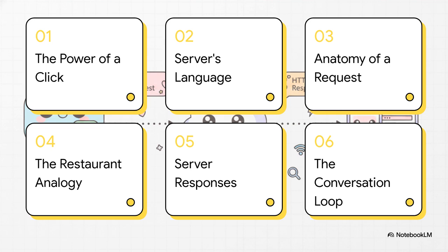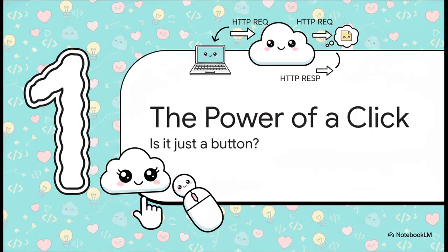To help decode this invisible loop, here is our roadmap. First, the power of a click. Second, speaking the server's language. Third, the anatomy of a request. Fourth, the restaurant analogy. Fifth, decoding server responses. And finally, completing the conversation loop. Let's dive right in. All right, section 1, the power of a click.